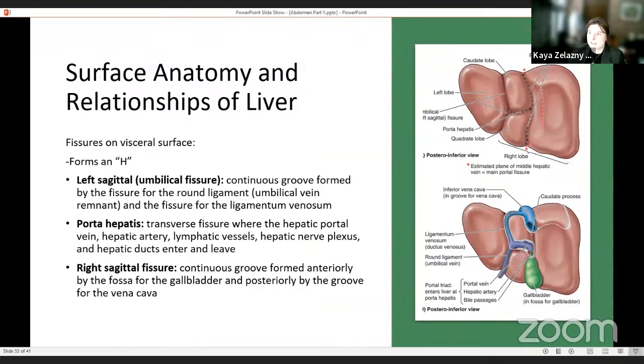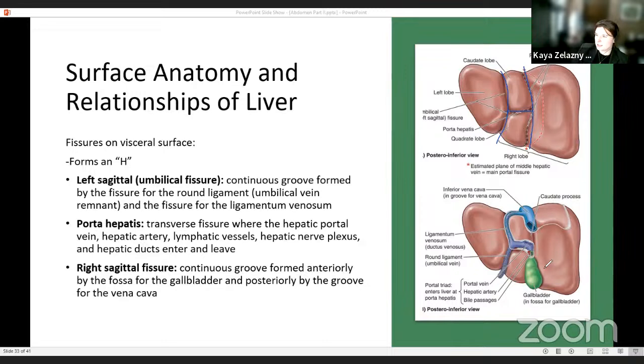So now we're going to look at some diagrams to understand some of this surface anatomy and some of these relationships. Okay. So right now we're looking at the visceral surface of the liver. So we're looking at that kind of underside in contact with our abdominal organs. And we can see that it forms kind of like an H. Okay. So this H-like structure on the concave visceral surface has names. So these fissures are our umbilical fissure. So this is a continuous groove formed by the round ligament, which is a remnant of the umbilical vein.